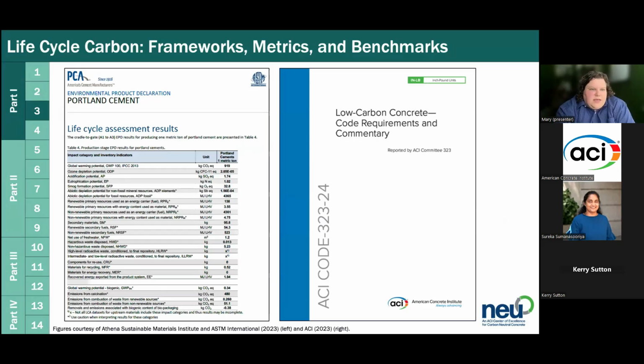The other thing in chapter 3 is we talk about EPDs, which are environmental product declarations.